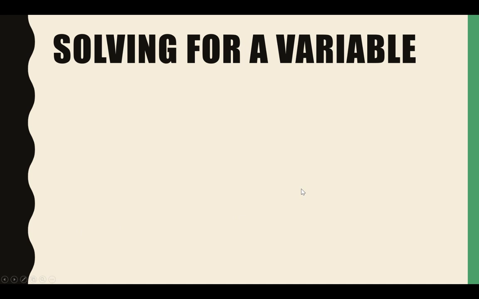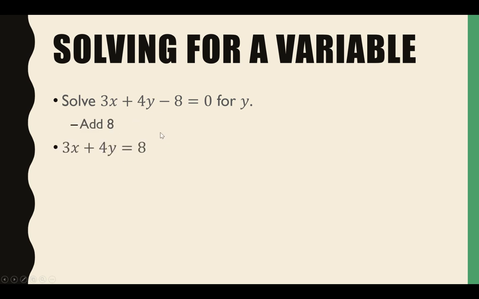So we can also solve for a variable. In solving for variables, we have two variables here, x and y, and we want to solve this out for y. So basically, we're doing some shifting here using the commutative property and a couple other things to turn this into y equals something. So first things first, we're going to add 8 to both sides. So that gets us 3x plus 4y equals 8. Then we're going to subtract 3x from both sides, so we get 4y equals negative 3x plus 8.